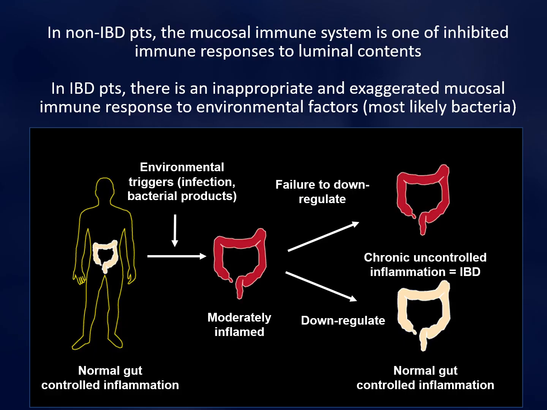To illustrate more the pathogenesis, we should look at the difference between IBD patients and non-IBD patients when it comes to mucosal inflammation. So in non-IBD patients, the mucosal immune system is one of inhibited immune response to luminal contents. You know we have millions and millions of luminal bacteria, which is called the intestinal flora, that has really physiological beneficial effects to the organism. So in IBD patients, studies have shown that they have a different composition of this flora, which might really perpetuate the inflammation.